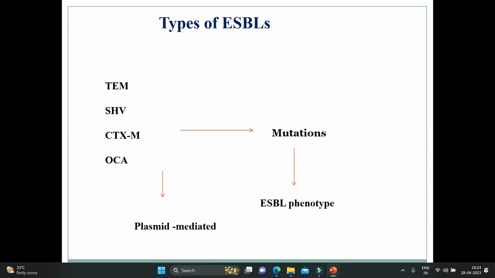So, types of ESBL: these are the following types: TEM, SHV, CTX-M, OXA. And they develop through mutation, because the ESBL phenotype has been changed, the 16S RNA activity, which is responsible for certain characteristics, has been changed, and it is plasmid mediated.